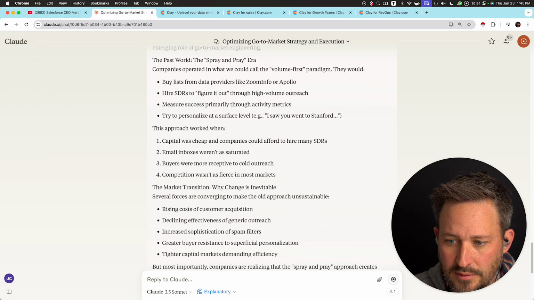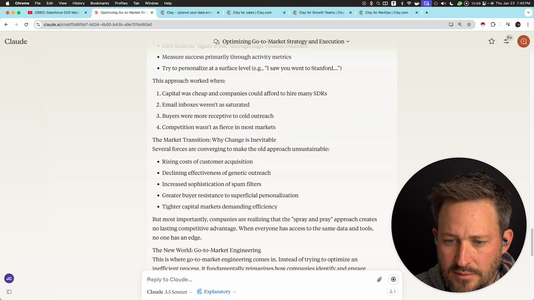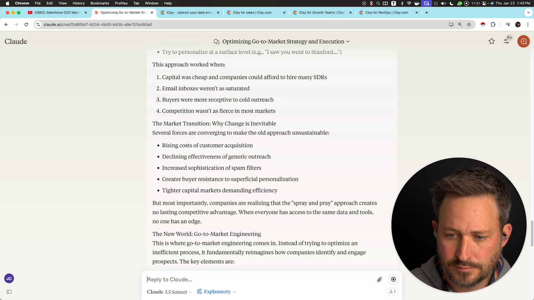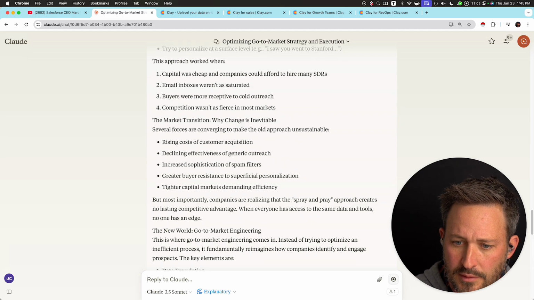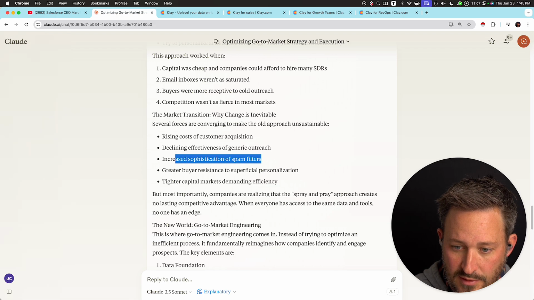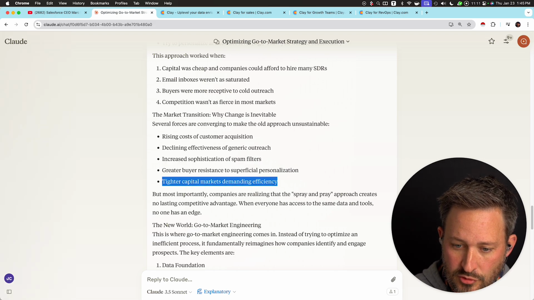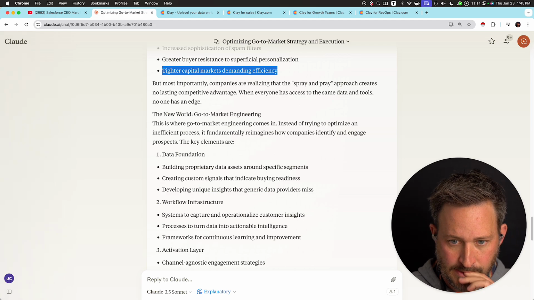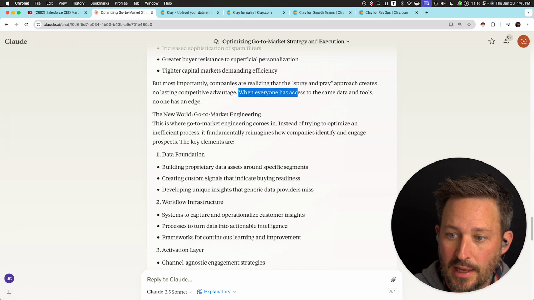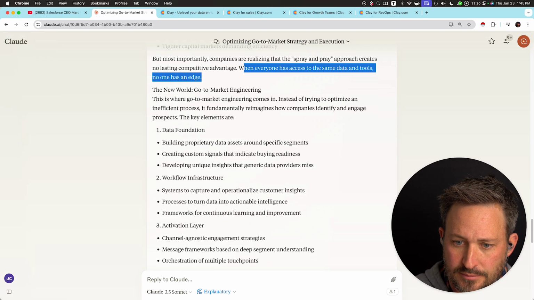Yes. This is all from my context. Rising cost of declining effectiveness, increased sophistication of spam filters. This is true. This is all true. No lasting competitive advantage. That's great. This is great.